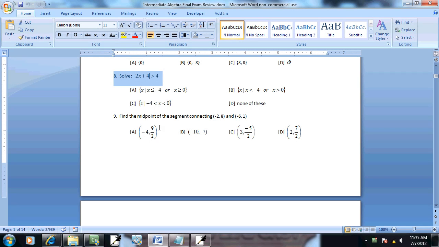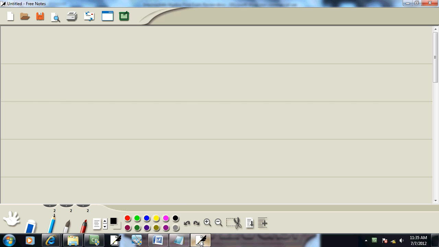Let's take a look at problem number 8. This is an absolute value inequality, so let's refresh our memory on our formulas for that. We have two different types. So let's get this written down.